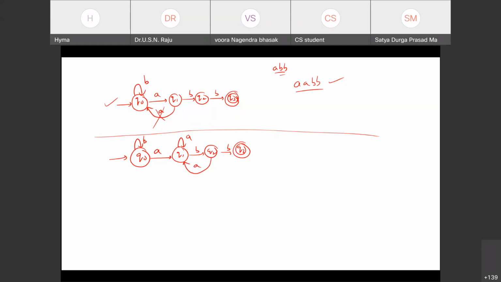Self loops? No, sir. Q3 on A goes to Q1, on B it goes to Q naught. Sorry, Q3 on A is what? Q1, sir. On A Q1, on B Q naught. Q1 on B goes to Q naught.